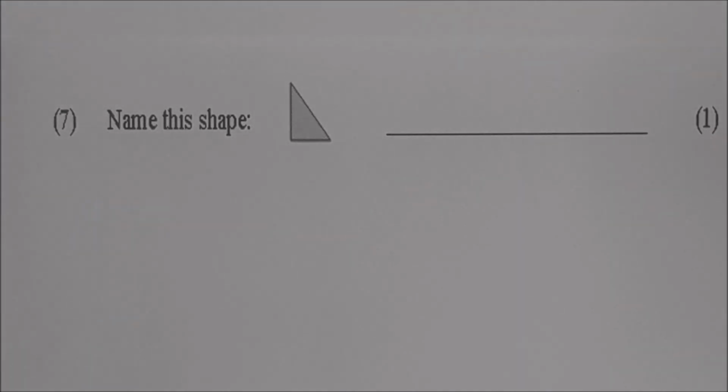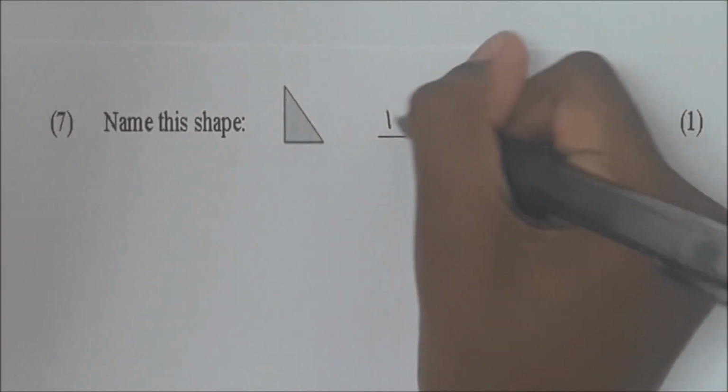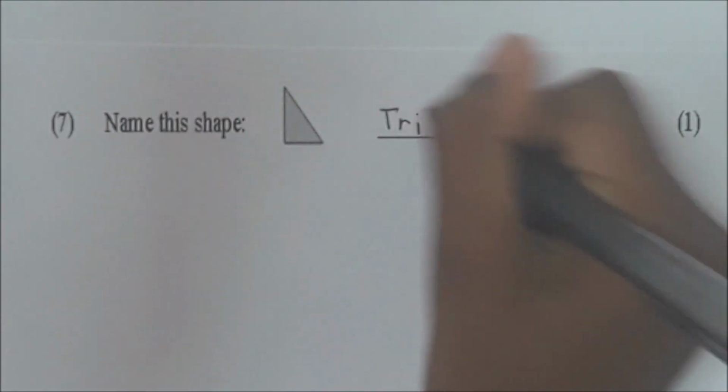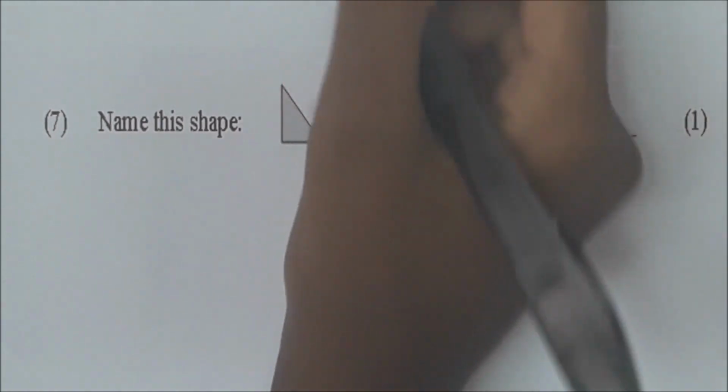Okay, Sky, put the name. What's the name of that shape? Triangle. Okay, spell it for us. Write it on the line. Write it big. T-R-I-Angle.